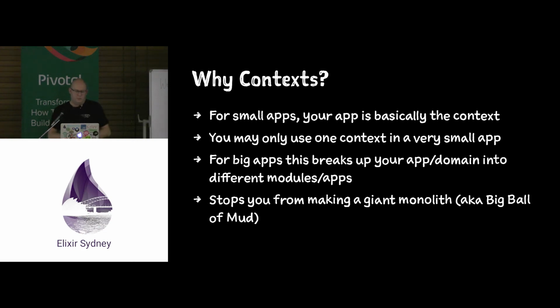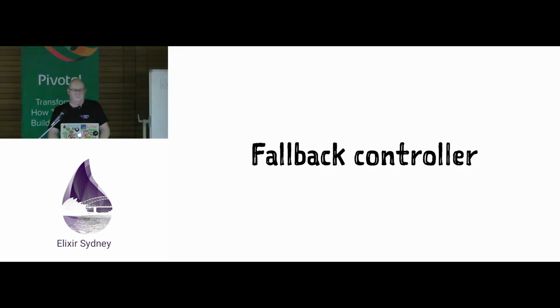So that's the summary. Small apps, your app's basically the context, call it whatever you want. You may only use one context. For big apps, break up your app into different domain contexts, essentially. And it stops you making a giant monolith or a big ball of mud. So you're just using them in place of a library-only application in an umbrella app. Basically, yeah. I don't know where you would do one over the other, but maybe if it's really, really separate, then go for a bigger separation. Maybe you would start with contexts and then move to completely separate applications, depending on your team structure, perhaps. Depends on how many repos you want, or whether you want to do umbrella apps or what have you.